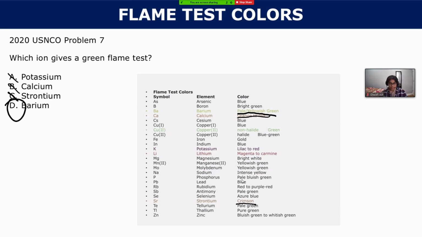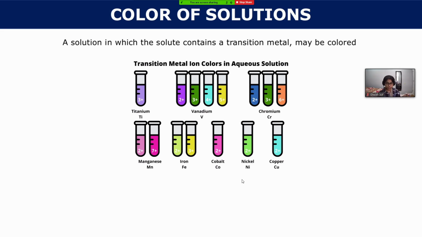Let's take a look at the color of, oh, by the way, we're right. Let's take a look at the color of solutions. And so a solution in which the solute is a transition metal may be colored. So you can see a bunch of these here. We have titanium, vanadium, chromium, etc. And these are colored solutions.